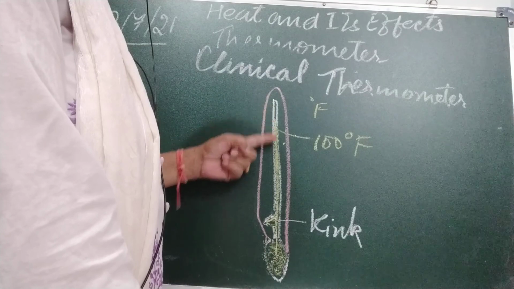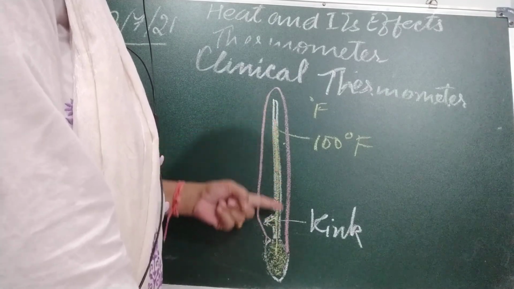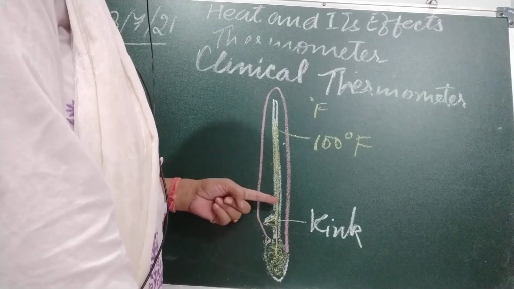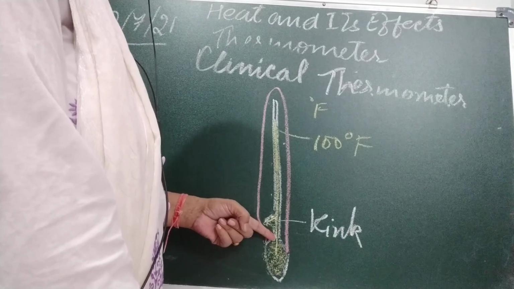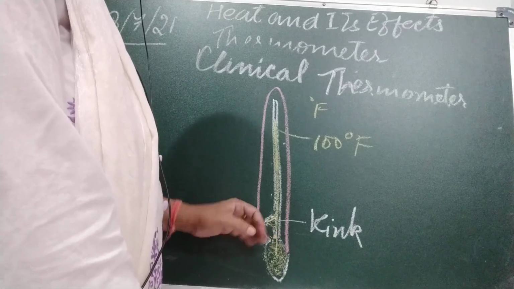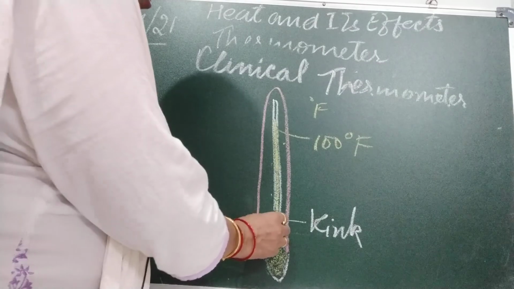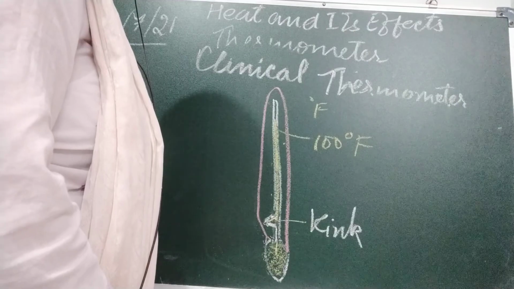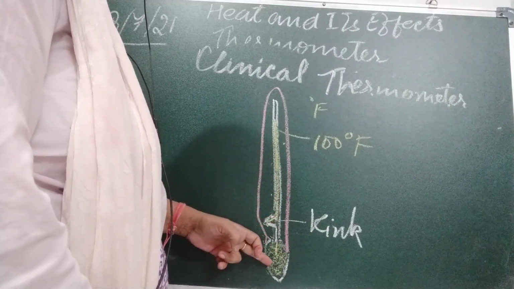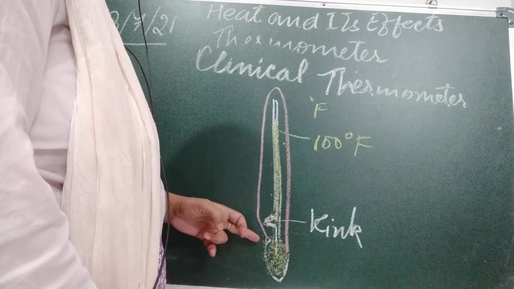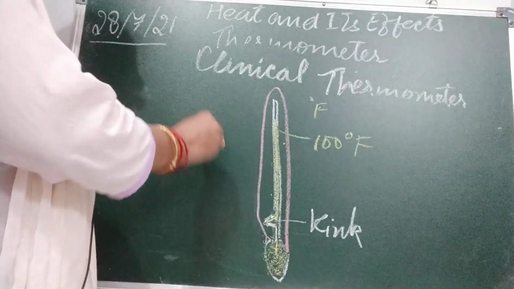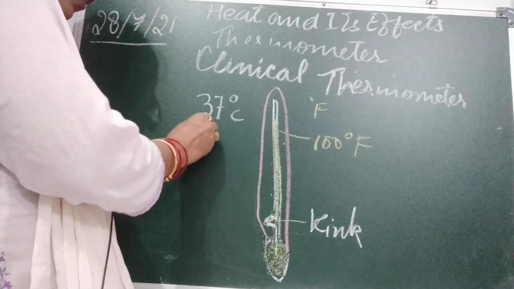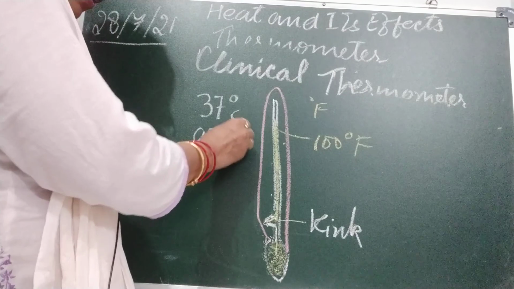Therefore, the level of mercury in the stem will remain the same. It will not come down. This portion, the mercury here, will not come down. If the thermometer is to be used again, we will jerk it to bring this mercury back into the bulb. Okay, children, the normal body temperature is 37 degrees Celsius and 98.6 degrees Fahrenheit.